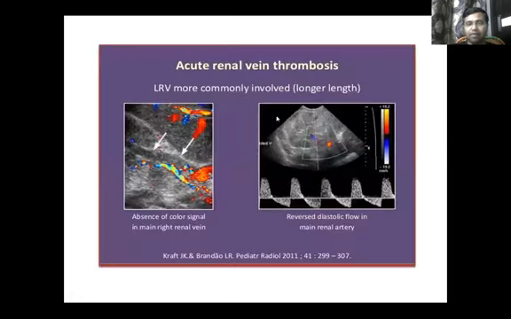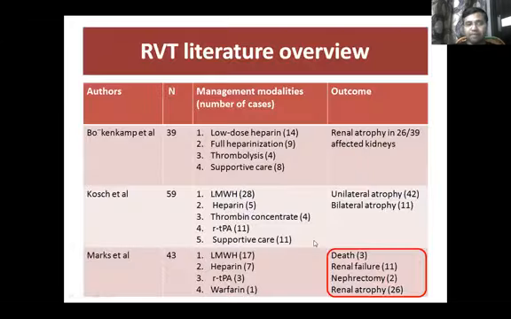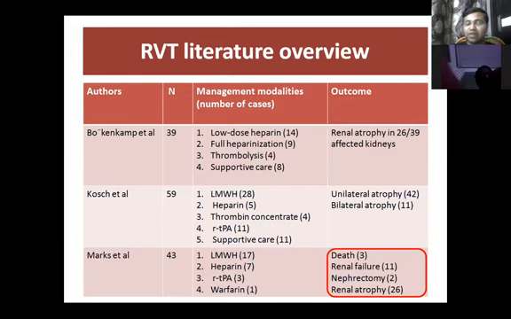side. So this is the absence of color in the main right renal vein. Here is the absent diastolic, the reverse diastolic flow in the main renal artery. In the literature review, around 39 cases, and in the recent Marks et al. study, 43 cases were treated with low molecular weight heparin, tissue plasminogen activator, and warfarin. Whenever they are involved and require treatment, most will go into atrophy or even bilateral atrophy, and some require nephrectomy, or develop renal failure.